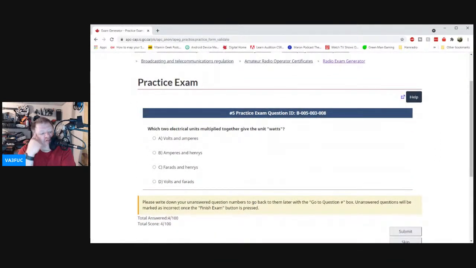Which two electrical units multiplied together give you units of watt? Volts and amps, amps and henries, farads and henries, or volts and farads?